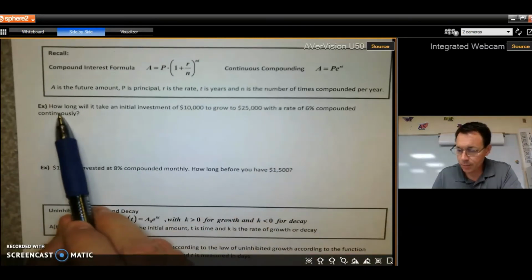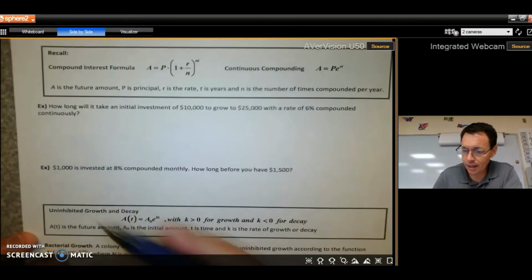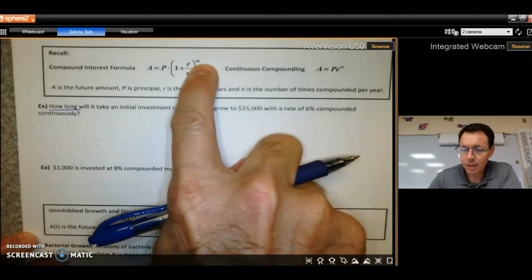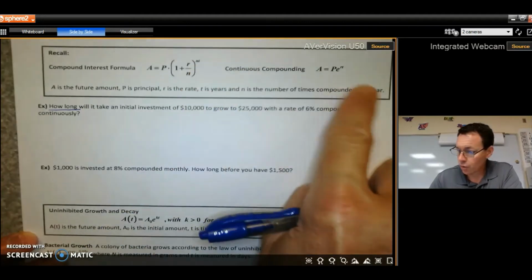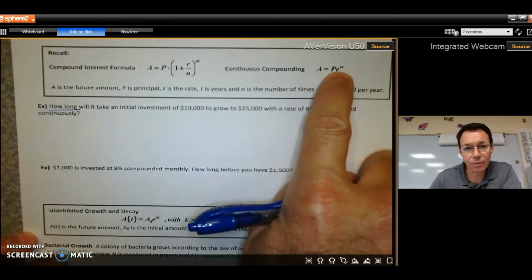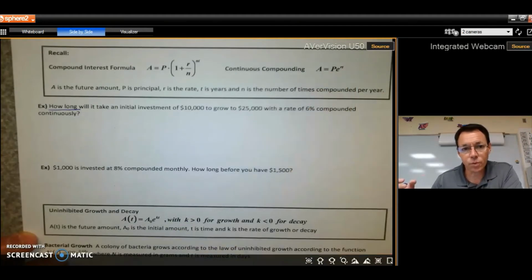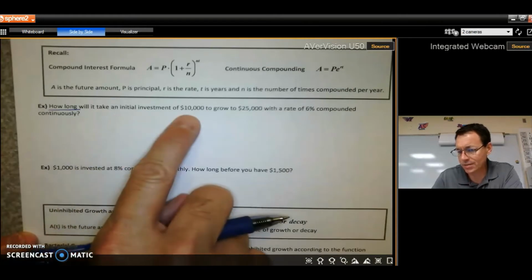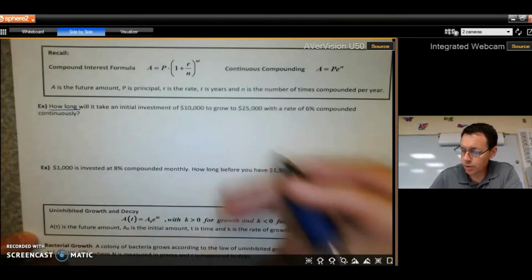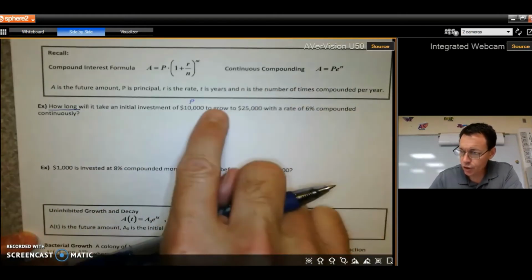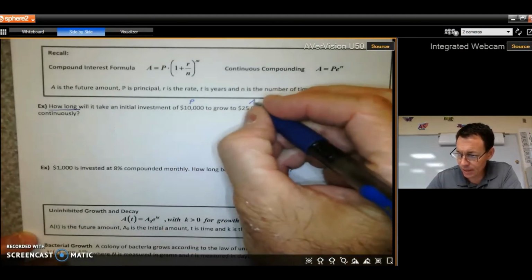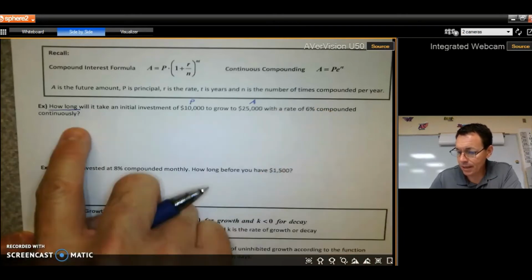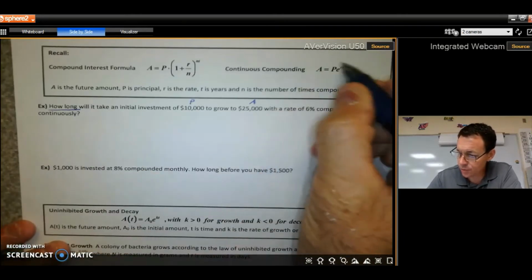So if you look at this example, how long will it take? We're trying to figure out an amount of time. Well, time is our exponent up here, or up here, depending on the problem. So we're going to be solving for one of our exponents. How long will it take an initial investment of $10,000 to grow, so this is our initial amount, to grow to $25,000, so now that's our future amount, with a rate of 6% compounded continuously. So we're going to be using this formula.